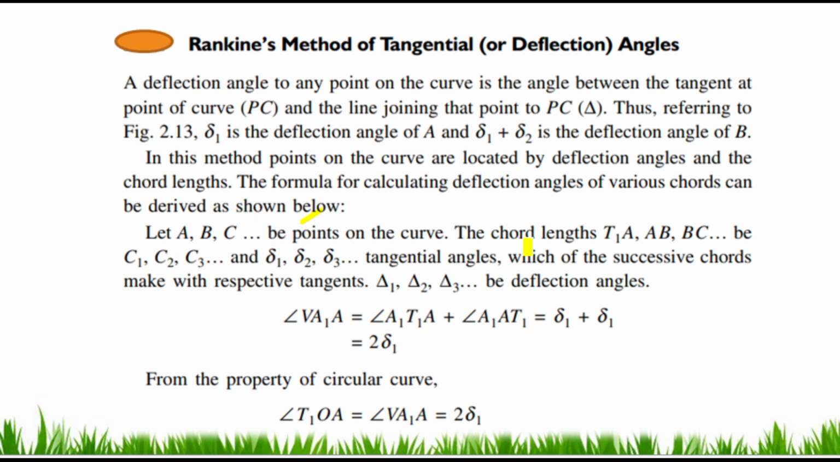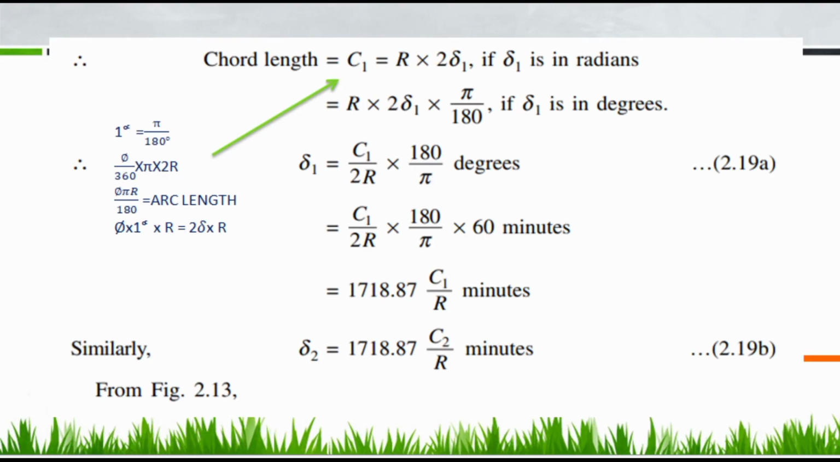So let A, B, C be points on the curve, and the chord lengths are as given here. These are the chords C1, C2, C3, and the deflection angles are here. I repeat, this method is the same as that of the chord produced. From the property of simple curves, which I spoke about in that video, make sure you watch it, the angle T1OA is the same as the angle V, and A1A is the same as 2 times the deflection angle found there.